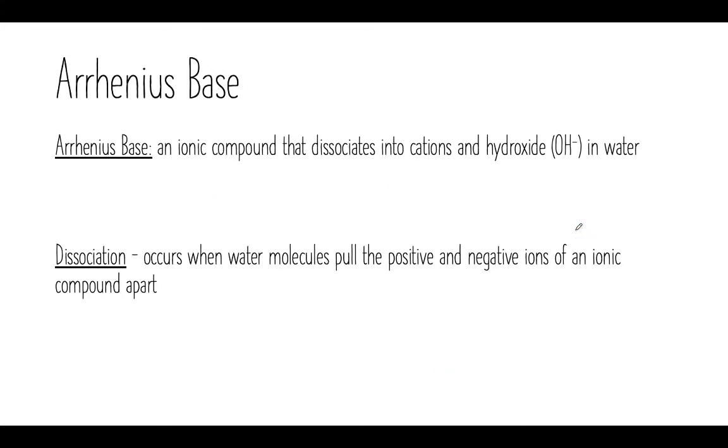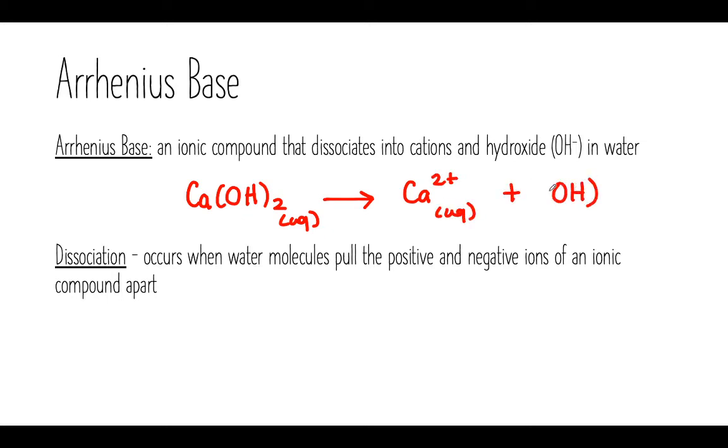All right. Similarly, an Arrhenius base is an ionic compound that dissociates to form cations and a hydroxide ion. Right. So if I were to talk about CaOH2, this is my base. And when it dissociates, because it's an ionic compound, it's going to form Ca2 plus and OH minus. Right, just to balance this out, I'm going to put a 2 here.